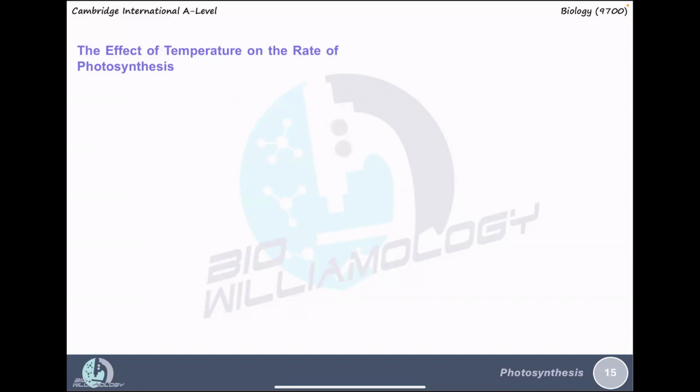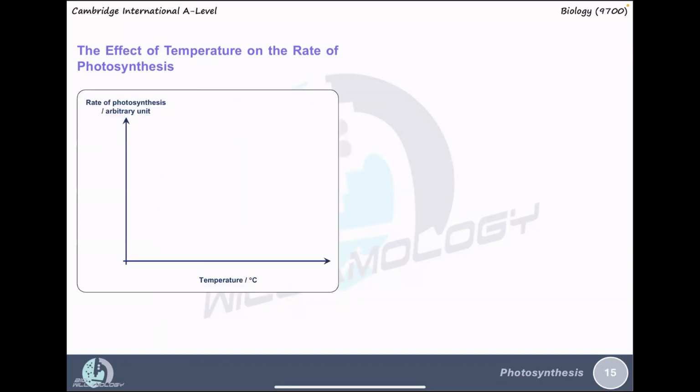Next, let us look at the effect of temperature on the rate of photosynthesis. If you look at the graph now, as temperature increases, we can see that the rate of photosynthesis increases. However, this is only valid until K units of temperature, which is the optimum temperature, which gives the maximum rate of photosynthesis. And above K units of temperature, the rate of photosynthesis decreases.